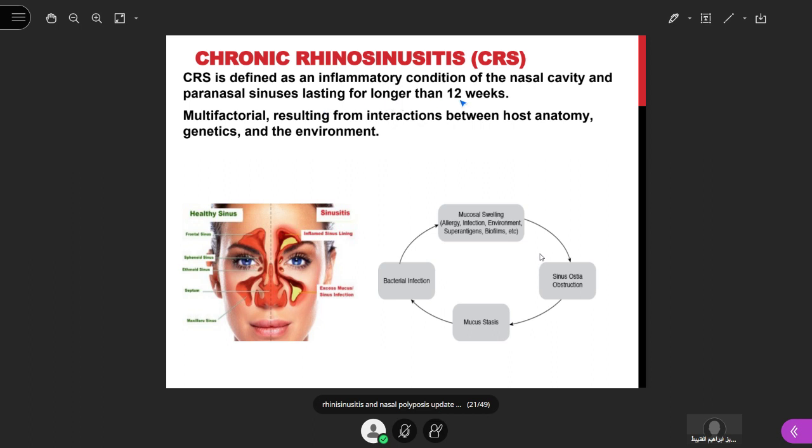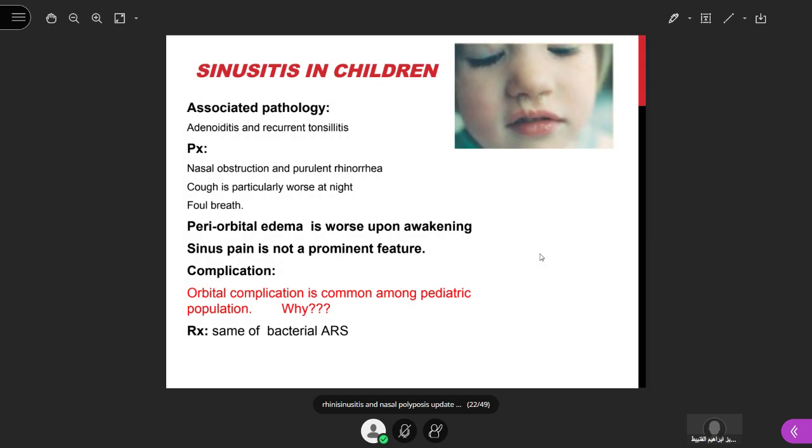Chronic rhinosinusitis is defined as an inflammatory condition of the nasal cavity and paranasal sinuses lasting more than 12 weeks. Usually there are multifactorial factors between genetic, environment, and host anatomy. The meaning of host anatomy is like septal deviation, which we will take in the next lecture. Sinusitis in children is usually associated with adenoiditis and recurrent tonsillitis. They usually present with nasal obstruction, purulent rhinorrhea, cough that particularly worsens at night, and foul breath. Usually there is periorbital edema that worsens upon waking up. Sinus pain is not a prominent feature in children.